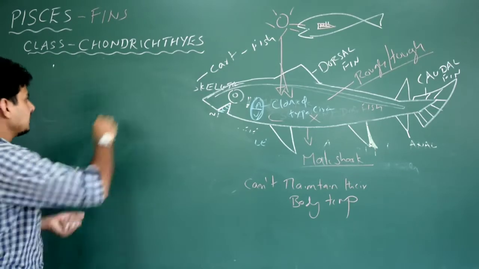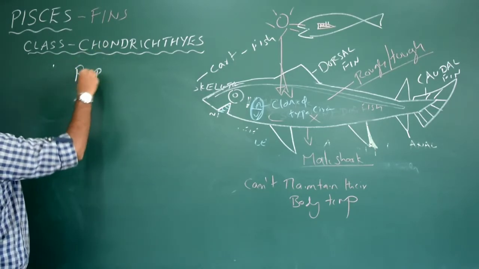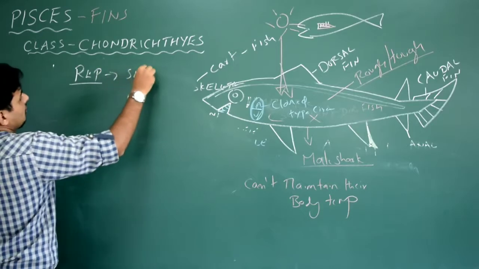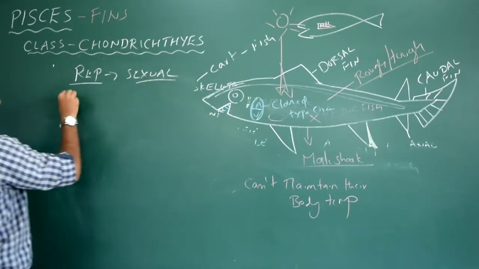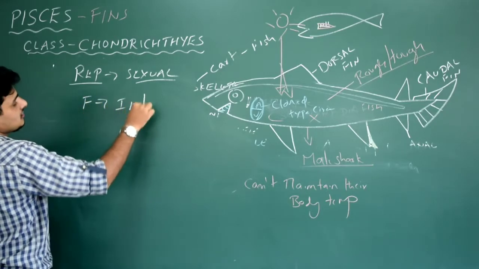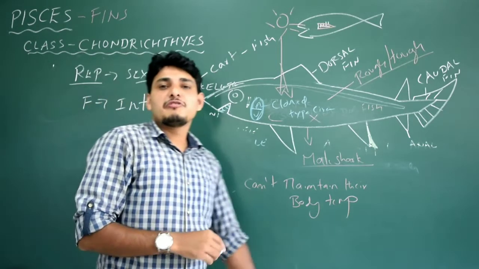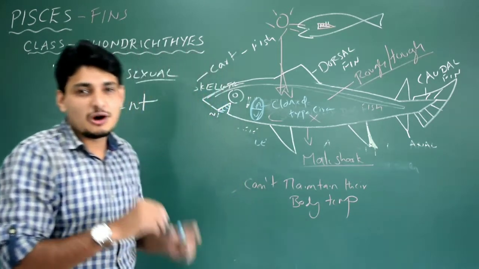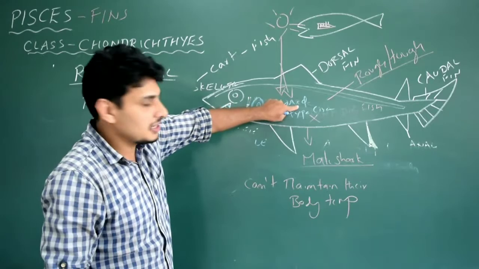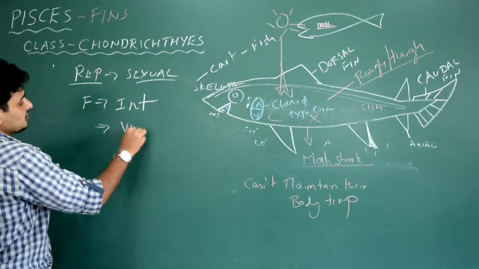I would like to add one important thing: we'll talk about its reproduction first. Reproduction is obviously sexual reproduction, and the fertilization is internal. So fertilization is internal. Can you write full? Okay. Are they oviparous or viviparous? This is the confusion with all the students. These particular chondrichthyes fishes are 100% viviparous.